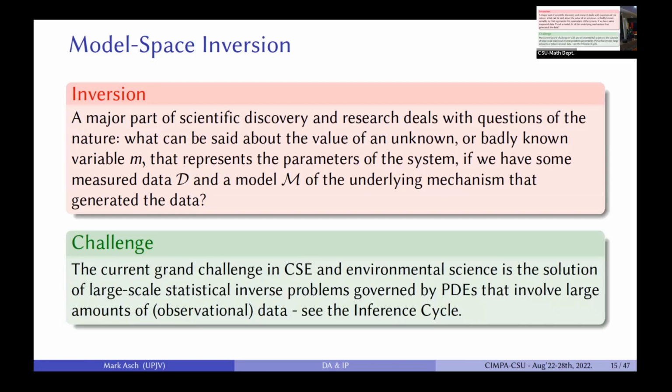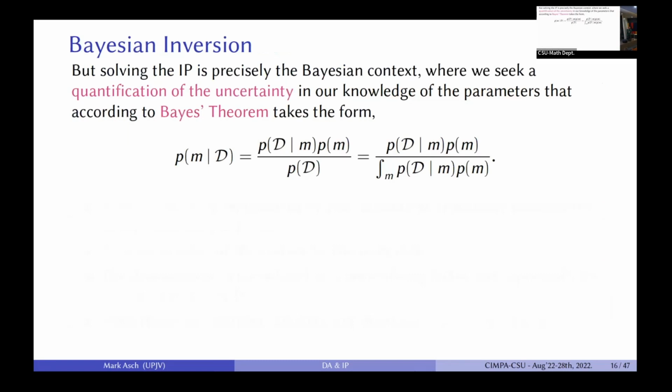Okay, and then the current grand challenge in CSE, computational science and engineering, and of course in environmental science, is the solution of what are usually very large-scale statistical inverse problems that are governed by partial differential equations, and that involve large amounts of observational data. So this is really the challenge that is in front of us, and that's what we want to do. We call this model space inversion.